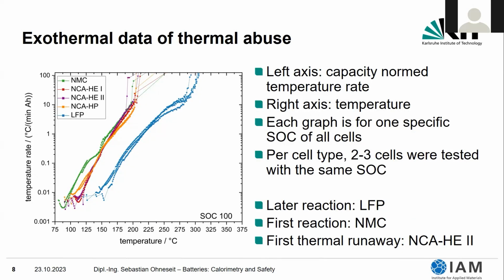The second thing that comes to the mind is the green data, which are the NMC cells, because they are the ones that start first with the exothermal behavior. This means the NMC cell is most reactive at the beginning and stays most reactive over most of the phase of the temperature rates. But just before thermal runaway, the NCA cells become faster. And so at the end, we have the NCA high energy cells going into thermal runaway a little earlier than the NMC cells.